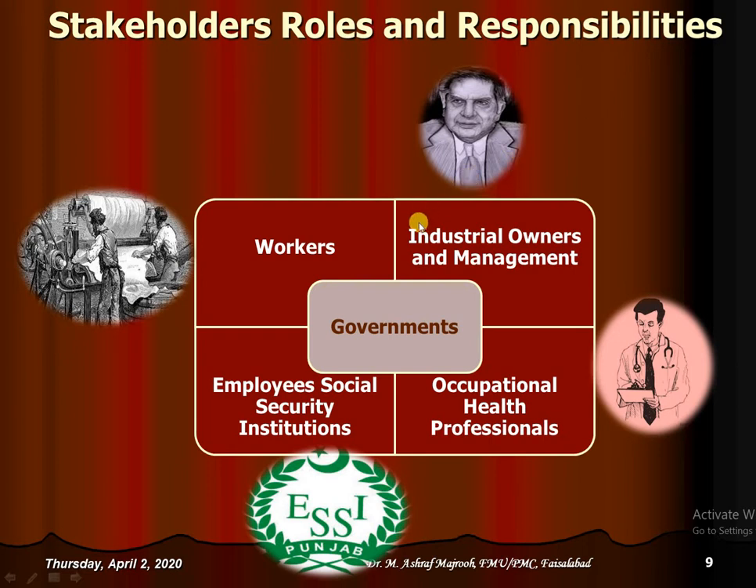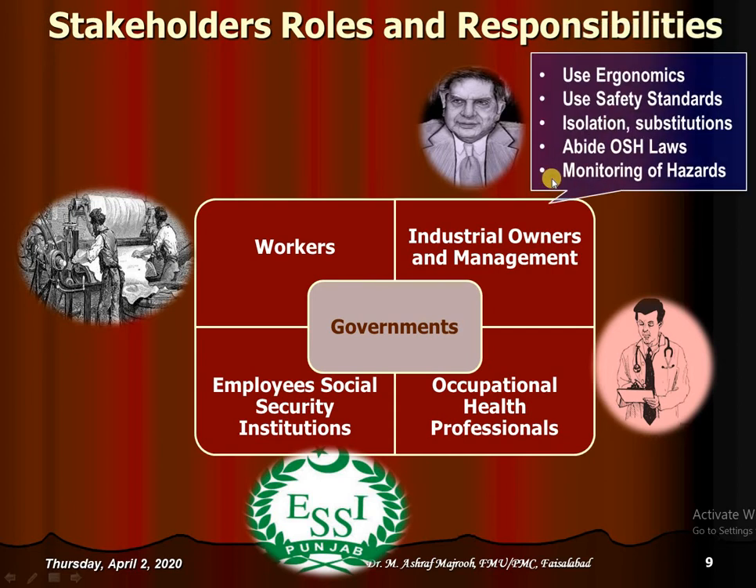So the first stakeholders are the industrial owners who are engaging the workers, and then there are the occupational health professionals providing health care at the workplaces. Then employees' social security institutions, they are meant for the social protection of the workers. Then workers themselves. So each of these four stakeholders bears their own responsibilities related to health surveillance.